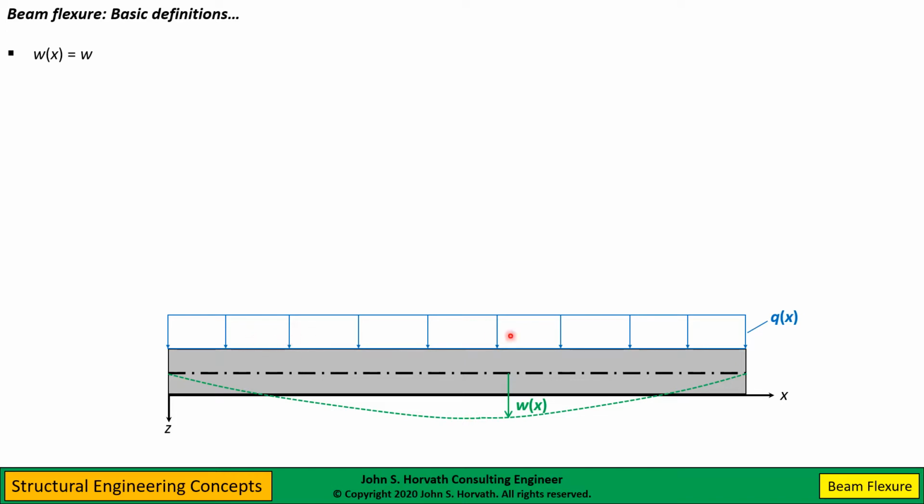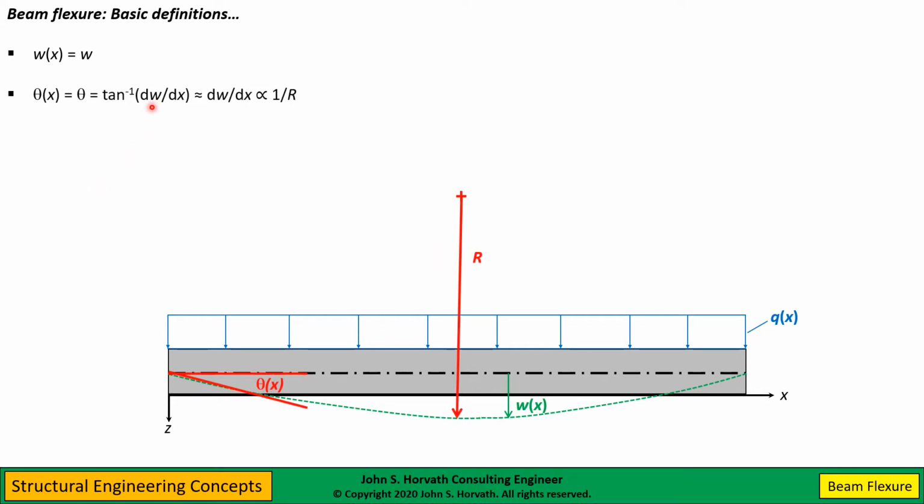You know, we can have a single point load. We can have multiple point loads. We can have any combination of loads. So this Q of X is just a stand-in for any type of loading applied normal to, in the downward direction on, the top of the beam.